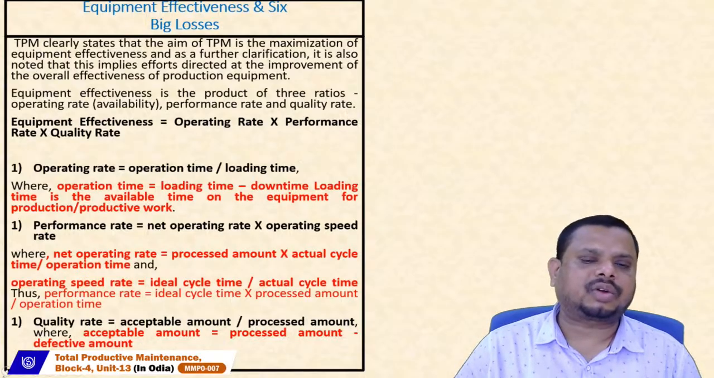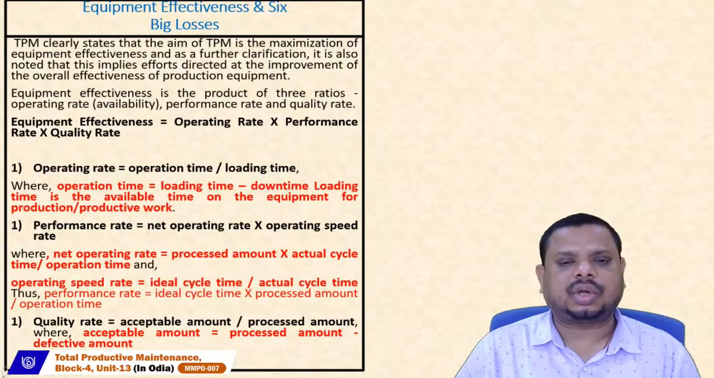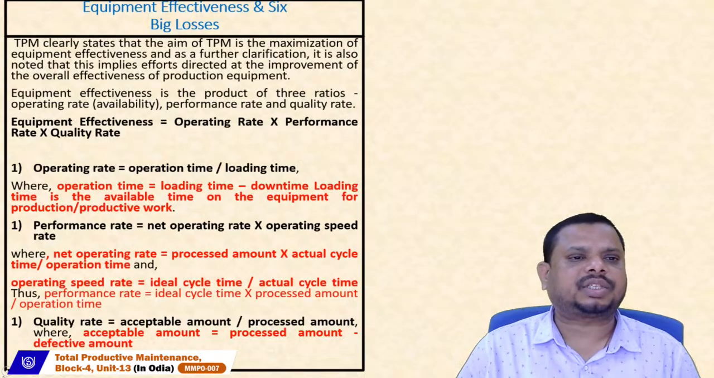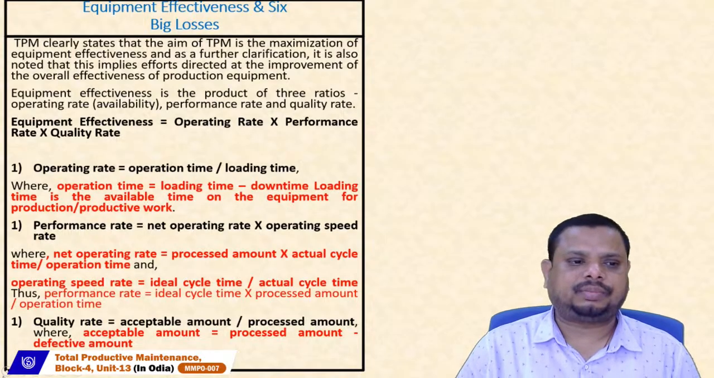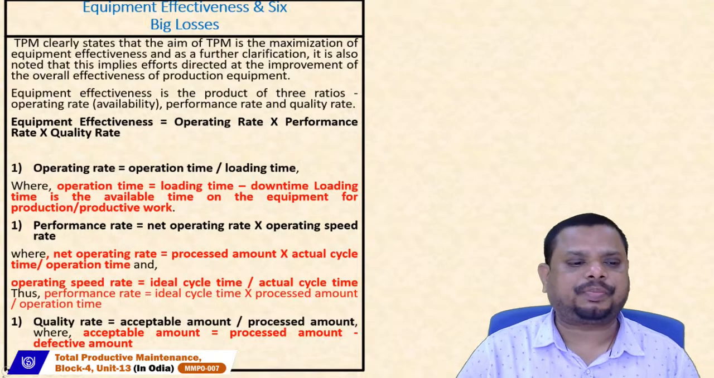And the last formula, for quality rate, equals acceptable amount divided by process amount, and here acceptable amount equals process amount minus defective amount. So these are the formulas basically used to calculate equipment effectiveness. Under equipment effectiveness, you have to focus upon three ratios: operating rate, performance rate, and quality rate. So I repeat, in case of operating rate, that equals operating time divided by loading time.